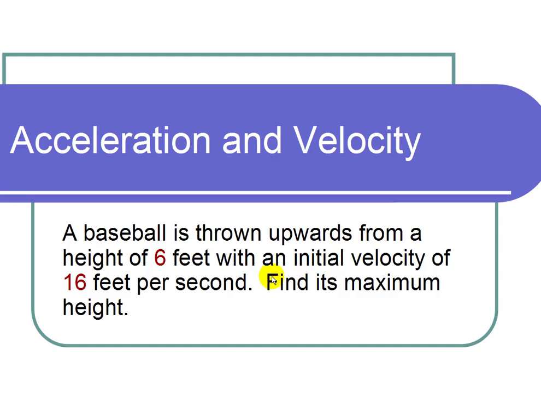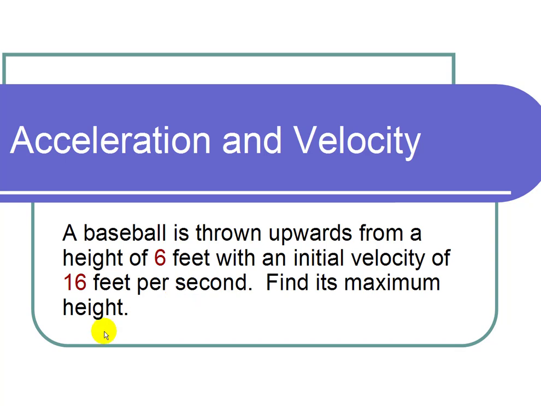This is a video on acceleration and velocity. The question states, a baseball is thrown upwards from a height of 6 feet with an initial velocity of 16 feet per second. Find its maximum height.